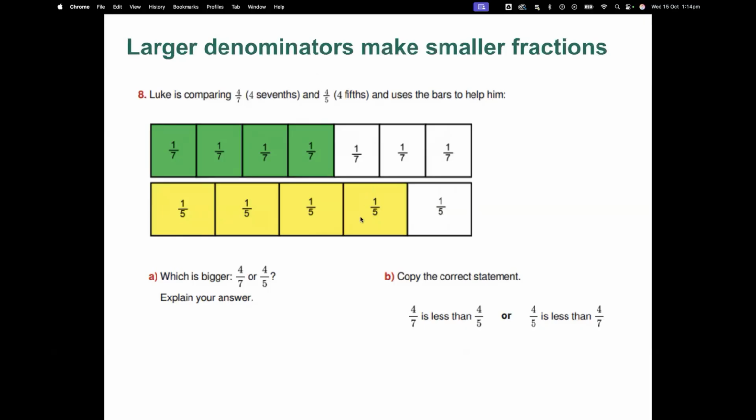And of course, we also have the bar model. And look how nice this visual is. It's so clear for a student to see that 4/5 is more than 4/7. And they can see really clearly that 1/7 is smaller than 1/5, right? So the larger the denominator, the smaller the size of each part.